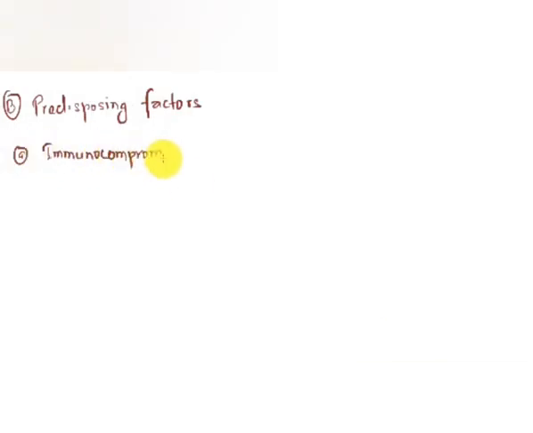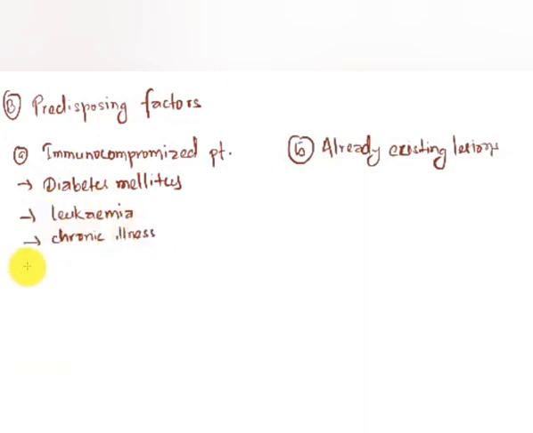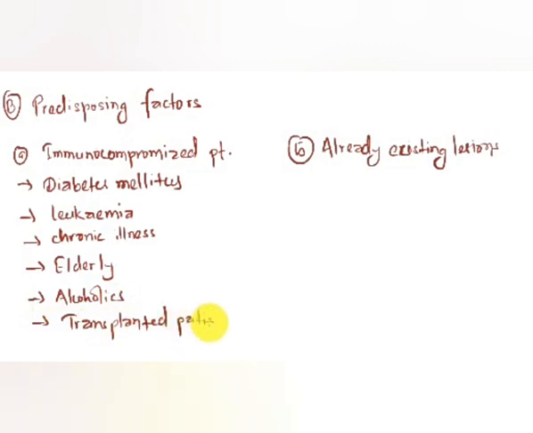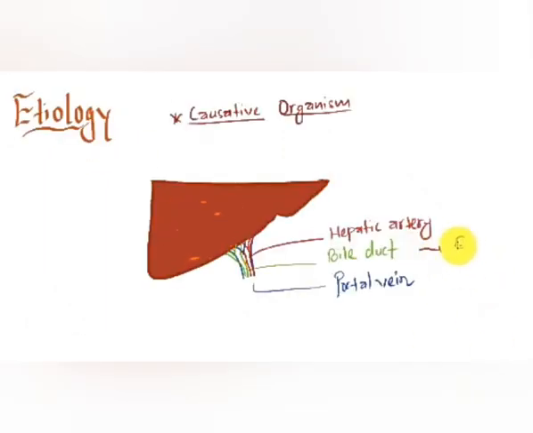The predisposing factors for pyogenic liver abscess are immunocompromised status and already existing lesions: diabetes mellitus, leukemia, chronic illness, the elderly, alcoholics, and transplanted patients. For already existing lesions, we have hydatid cyst, amoebic abscess, and hematoma that can act as predisposing factors.